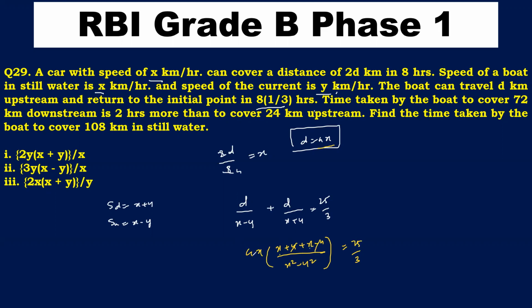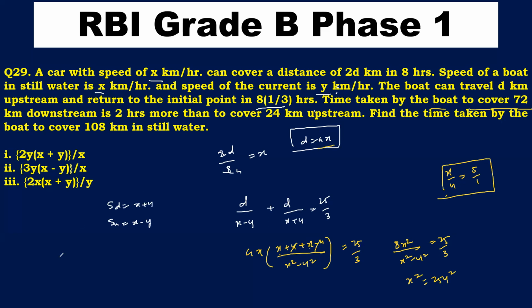So that gets us 2x into 4x, that is 8x square upon x square minus y square, equal to 25 by 3. So 24x square will be equal to 25x square minus 25y square. So x square will be equal to 25y square, so x upon y will be equal to 5 upon 1. Now use this data in the next equation.